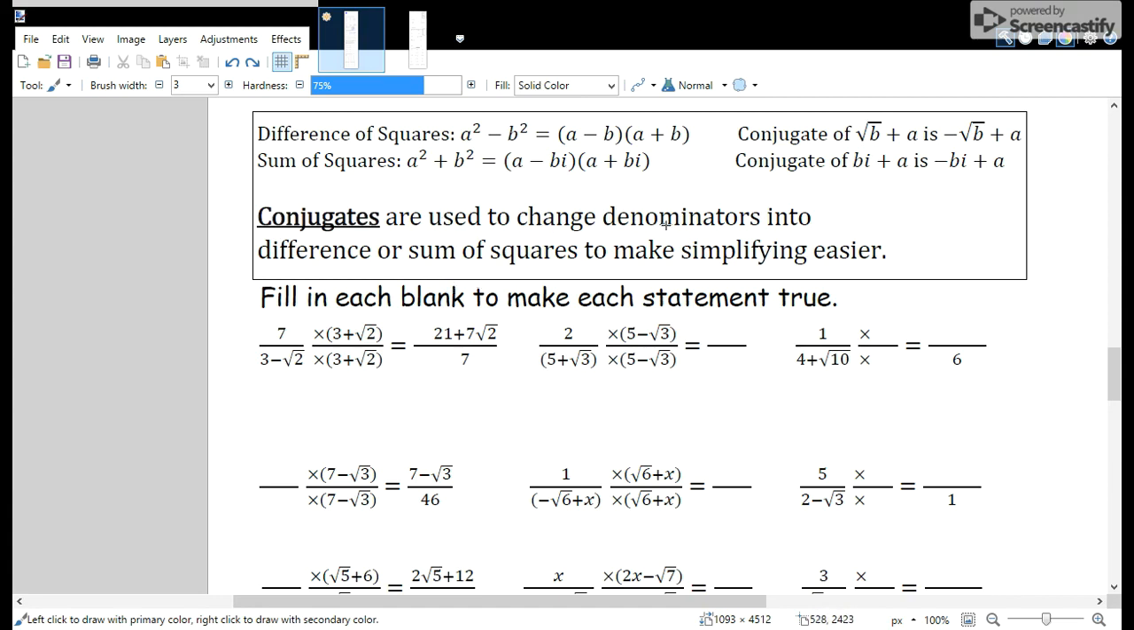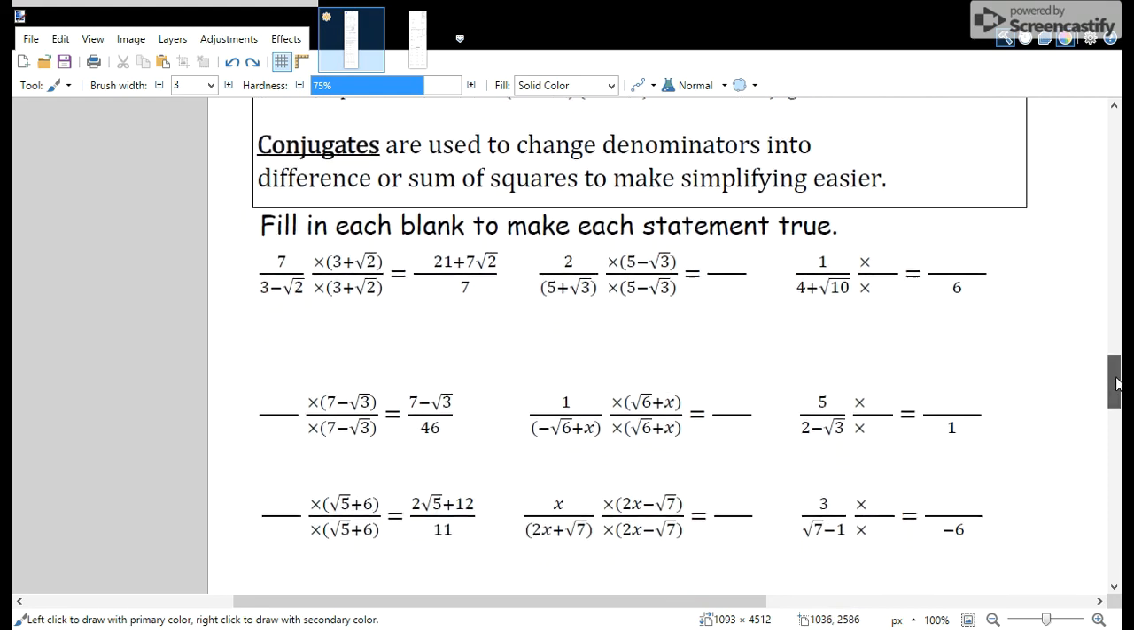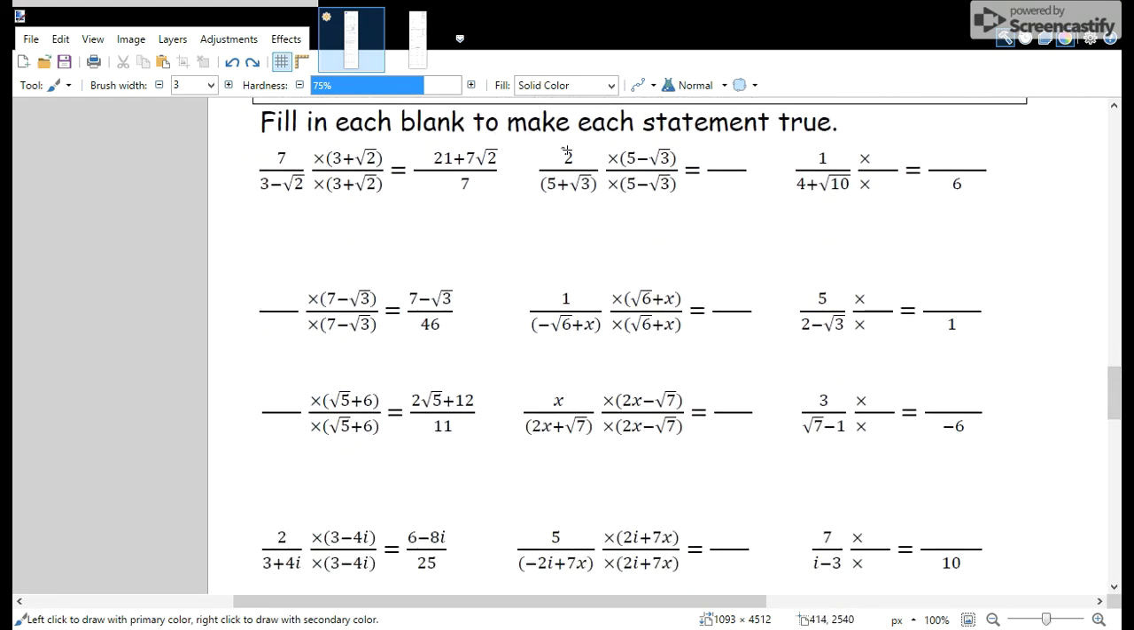Conjugates are used to change the denominators into a difference or sum of squares to make simplifying easier. Fill in each blank to make each statement true. Let's do this one. So something times the square root of 5 plus 6 equals 2 square root 5 plus 12. That'd be 2.